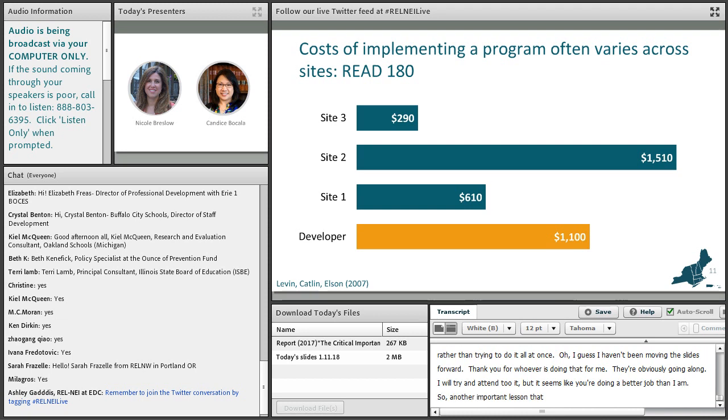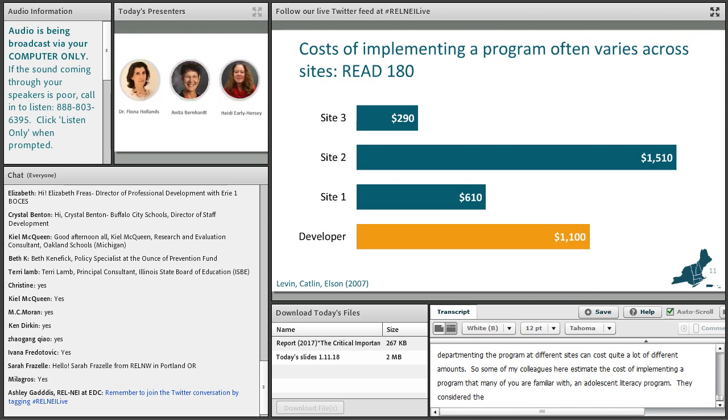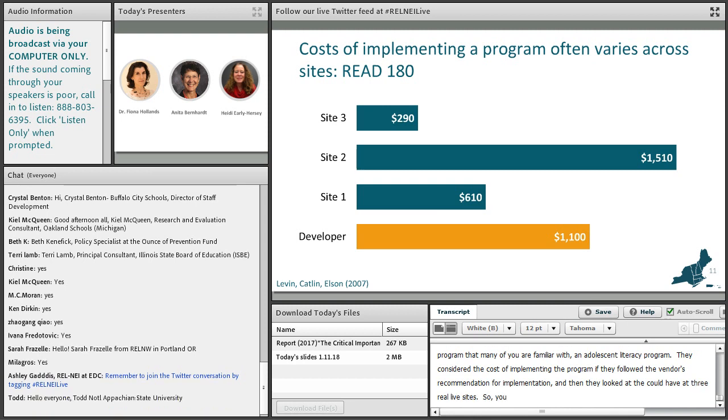So another important lesson that we've learned about costs is that implementing a program at different sites can cost quite a lot different amounts. So some of my colleagues here at our research center estimated the cost of implementing a program that many of you are familiar with, Read 180, an adolescent literacy program. And they considered the cost of implementing the program if they followed the vendor's recommendations for implementation. And then they looked at the cost at 3 real live sites.